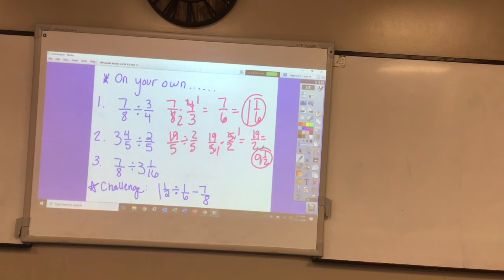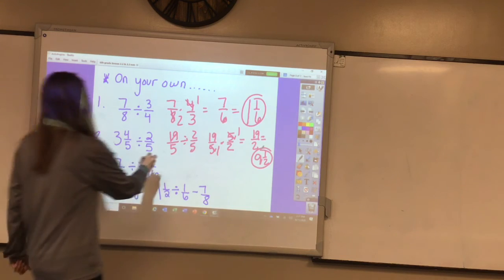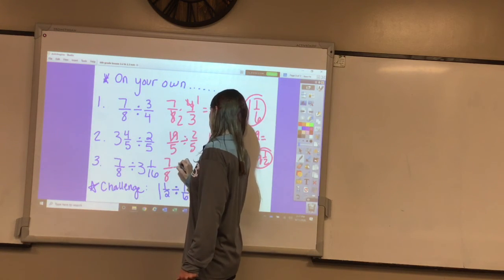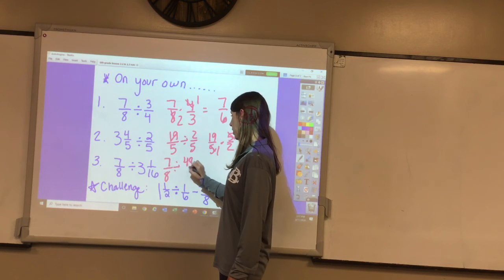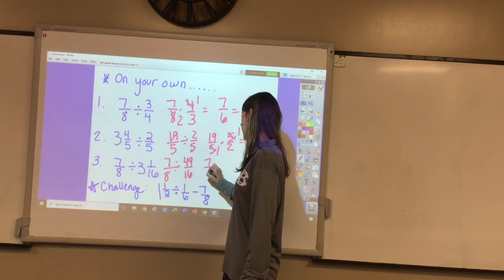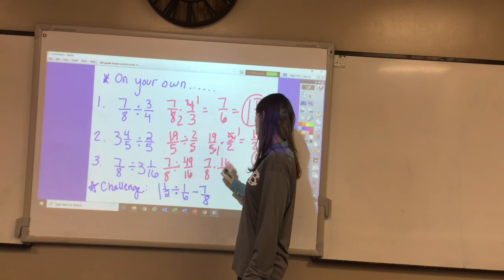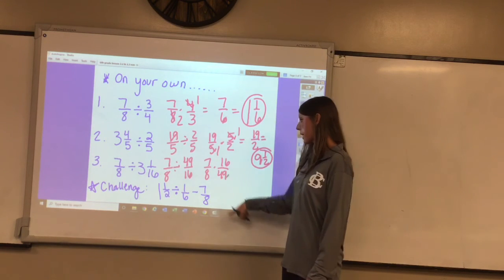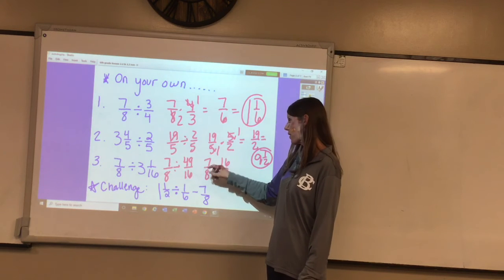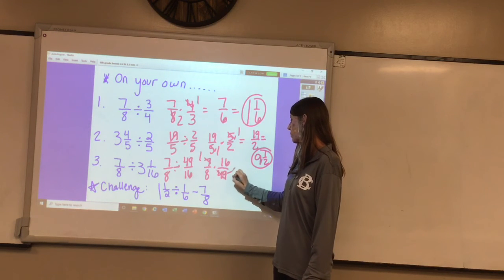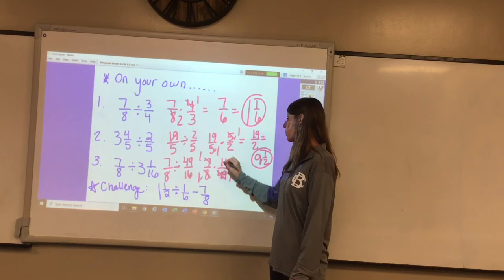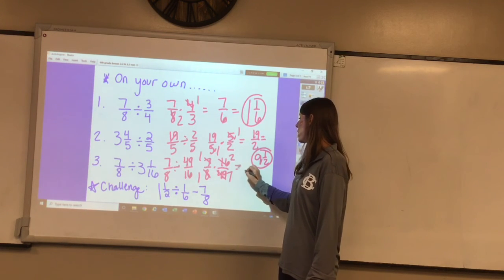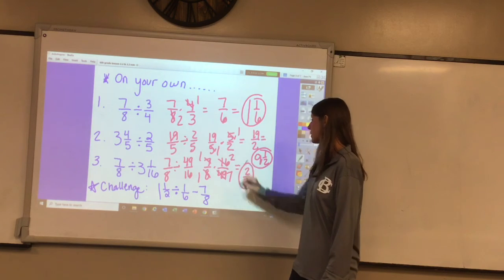All right, so number 3, we do 7/8 divided by, I need to make this improper, so it'll be 48 plus 1 is 49 over 16. Now I'm ready to keep, change, flip, so make sure you didn't try to do that all in one step. I could divide both of these by 7, so 7 divided by 7 is 1, 49 divided by 7 is 7. Divide both of these by 8, 8 divided by 8 is 1, 16 divided by 8 is 2. So you should have gotten 2 sevenths.